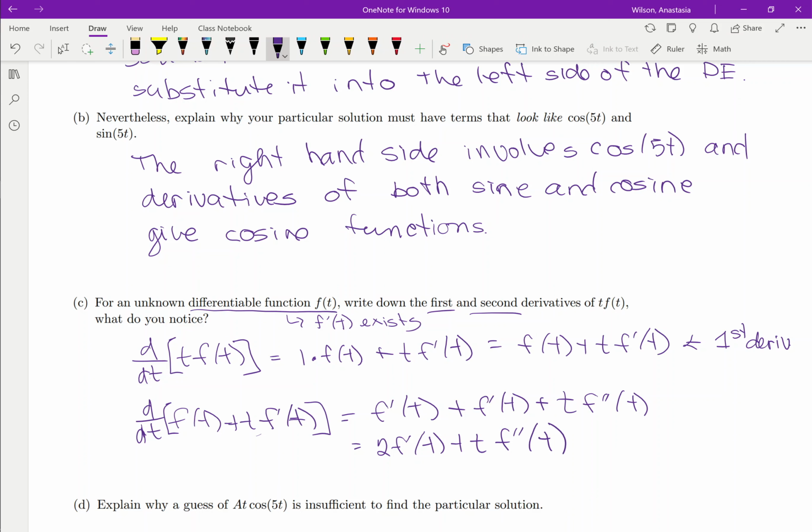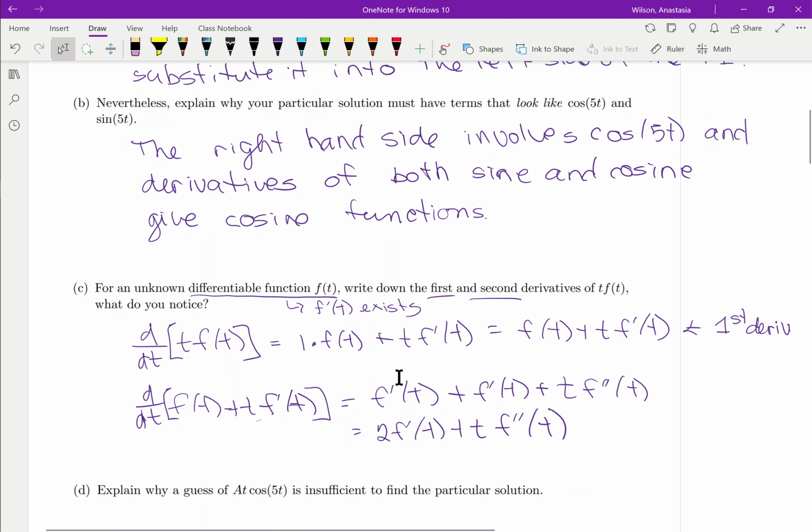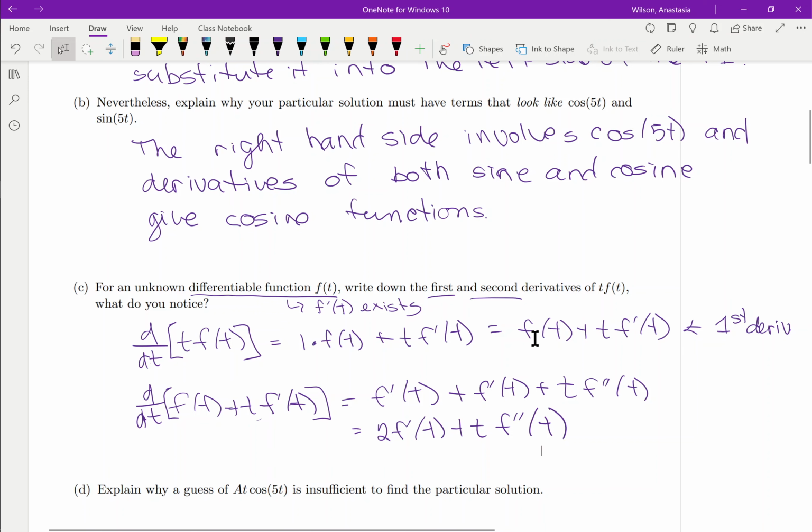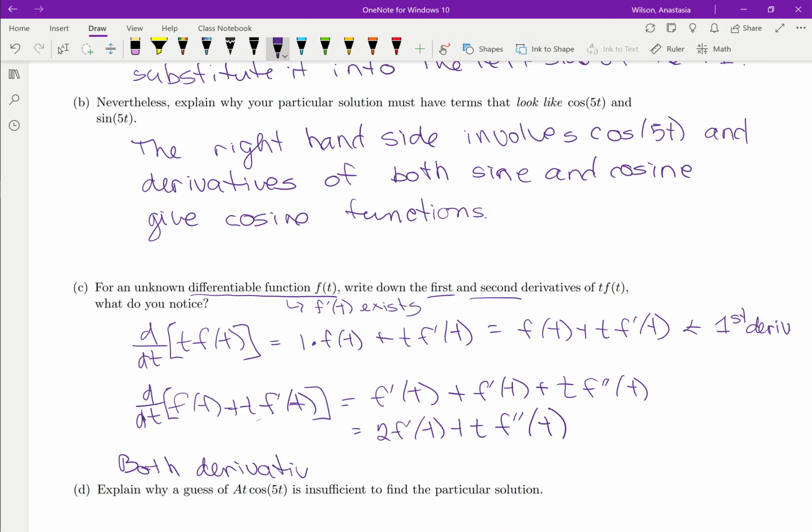Now, there are, of course, a lot of things that you could notice with this, but since I already know the connection that I want to make with this problem, I'm going to point out here that the derivative of t times f of t and the second derivative involves the original function, the derivative of f, and the second derivative of f. So both derivatives involve f of t, f prime of t, and f double prime of t.